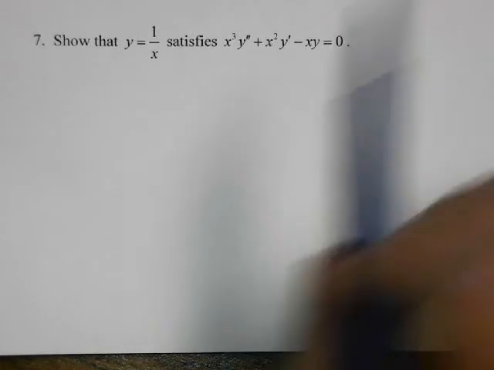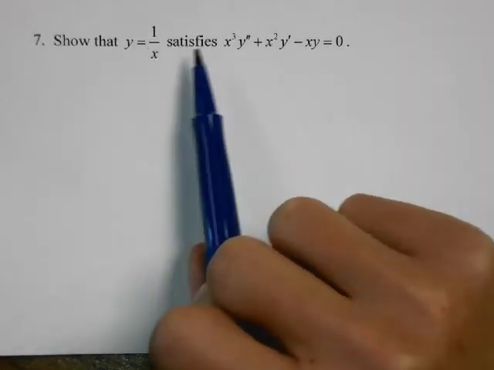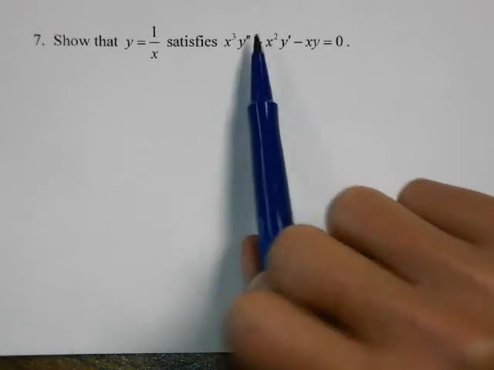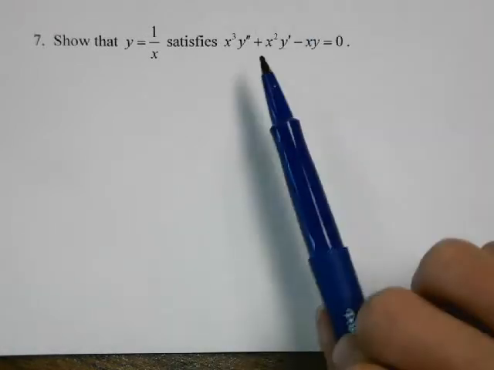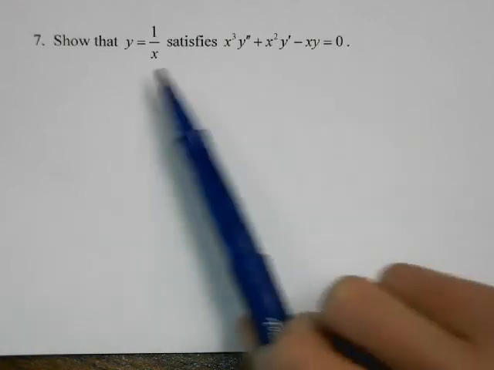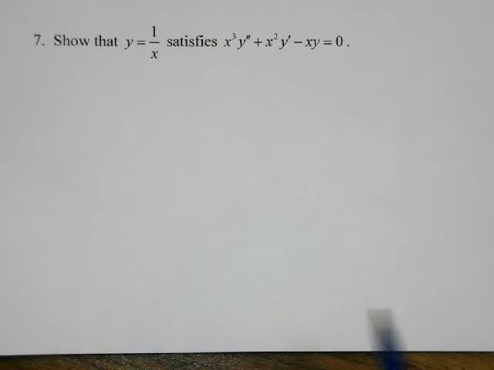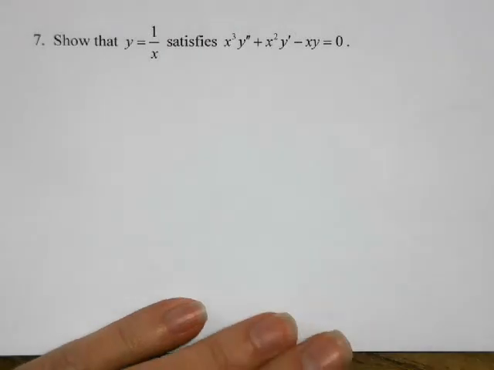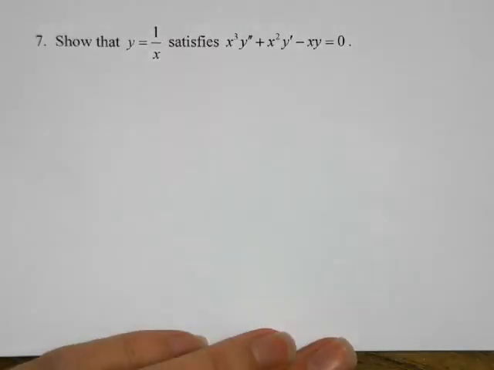This next example, show that y equals 1 over x satisfies x cubed y double prime, second derivative of y, plus x squared y prime minus xy equals 0. This is what is called a differential equation. You don't have to worry about that much right now, but that's what it's called. So I already found these derivatives, so I'm not going to try them again. We'll just use the ones from above.